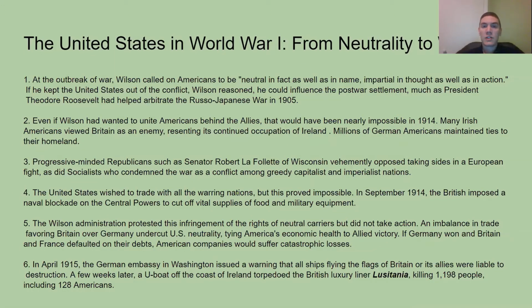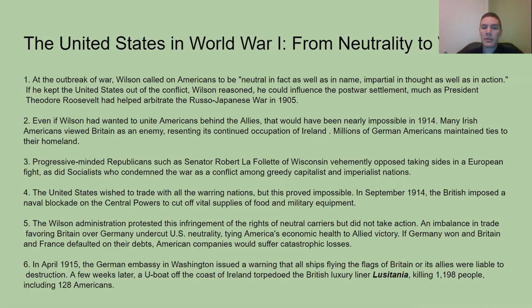Wilson wants to be neutral. You can see it up here, neutral in fact as well as in name, impartial in thought as well as in action. So he really wants America to be neutral. In fact, when he's running for president, he goes by the tagline, "He kept us out of war." Progressives like Senator La Follette don't want to go to war because fighting in a war is going to be really expensive, and then you can spend less money on progressive ideas.